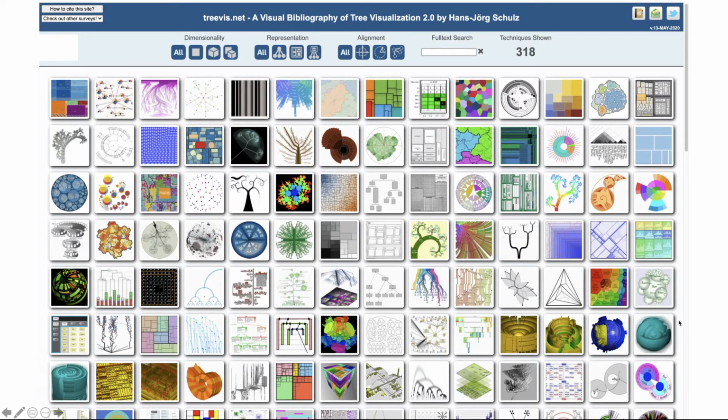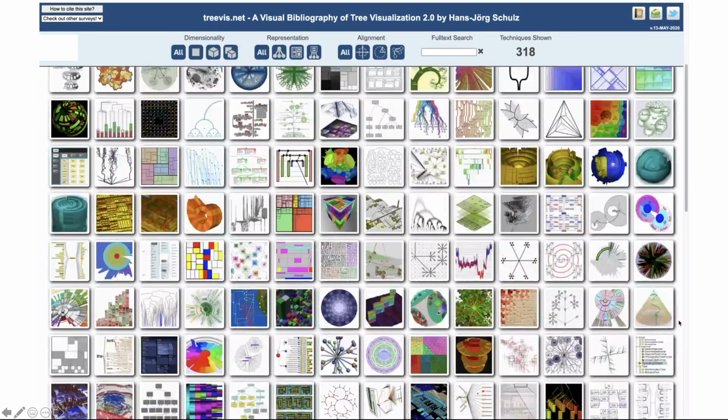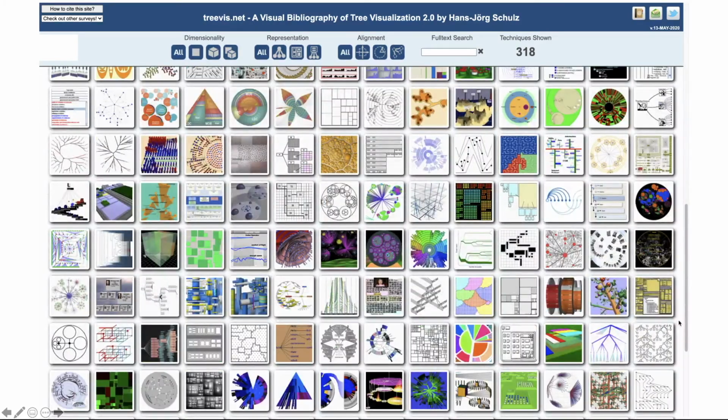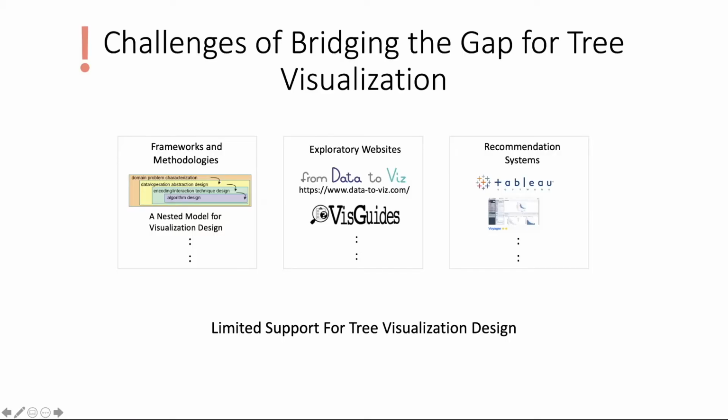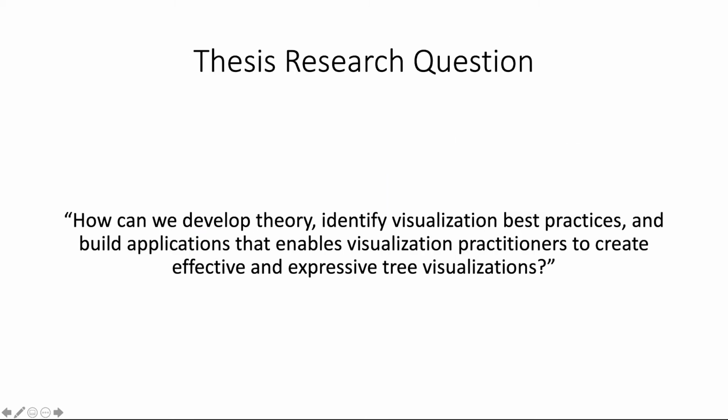The utility of tree visualization creates a lot of demand for it, but as a practitioner, choosing the correct tree visualization is extremely challenging because of the massive design space tree visualization has. As a result, I turned to the resources discussed earlier to identify how much they support design of tree visualizations. Unfortunately, I found out that they have very limited support when it comes to designing tree visualizations. I found that limitation as an opportunity and consequently derived my thesis research question.